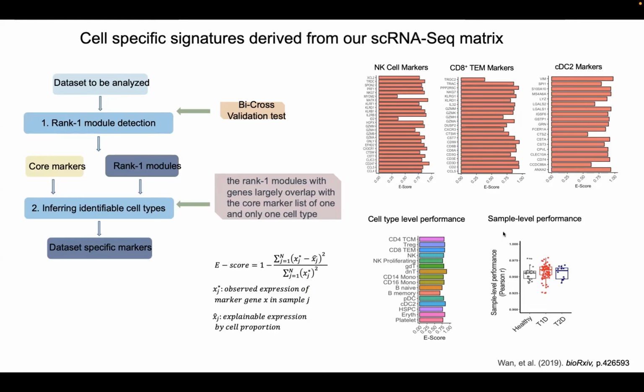And here is the sample level performance, where we check the healthy, T1D and T2D status to see their Pearson correlation. We found a very good correlation in this deconvolution process, no matter whether the status was healthy, T1D or T2D.